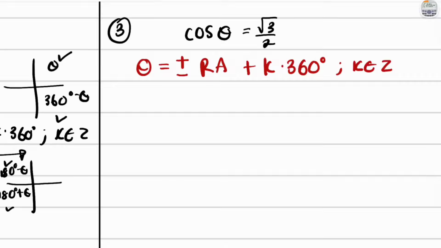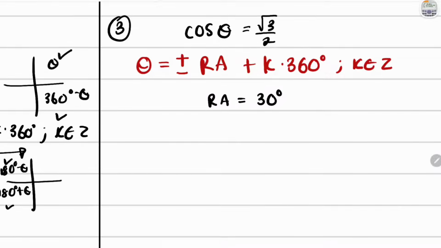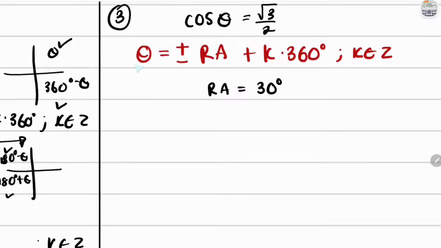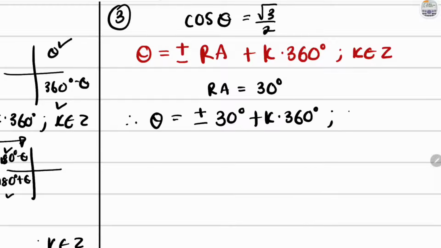So we're going to go ahead and find the reference angle. The reference angle we can find by taking cos inverse. And we know that shift cos of root 3 over 2 gives us 30 degrees. Now that we have that, this is our solution. Our solution is where theta, since we're solving for theta, is equal to positive or negative of your reference angle plus k of 360 degrees, where k is an element of integers.